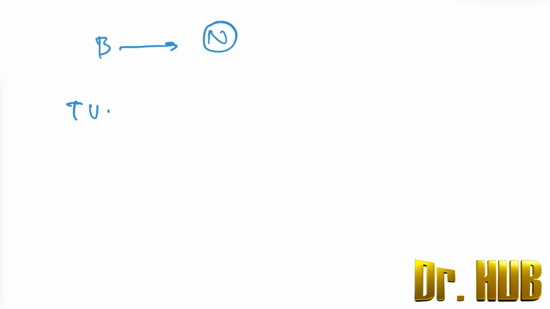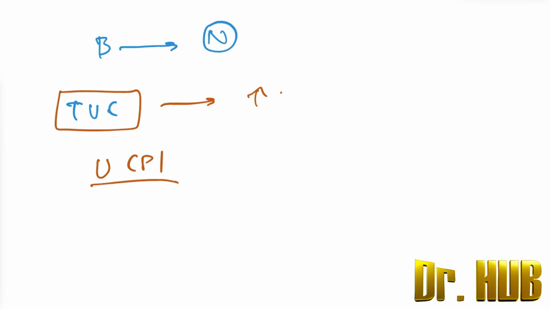And then what about the biopsy? Biopsy will be normal, and the total urine coproporphyrin is going to be elevated, and the urinary coproporphyrin 1 is going to be less than 70%.